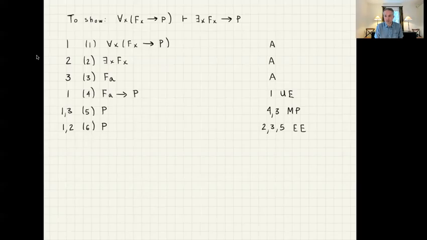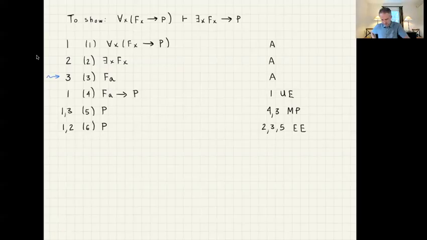So therefore it follows from the existential because P does not contain the name A, and we didn't use anything else that contained the name A. So none of the dependencies that came in, except for this particular instance here, brought in facts about A from the outside. So therefore from 1 and 2, we get P.